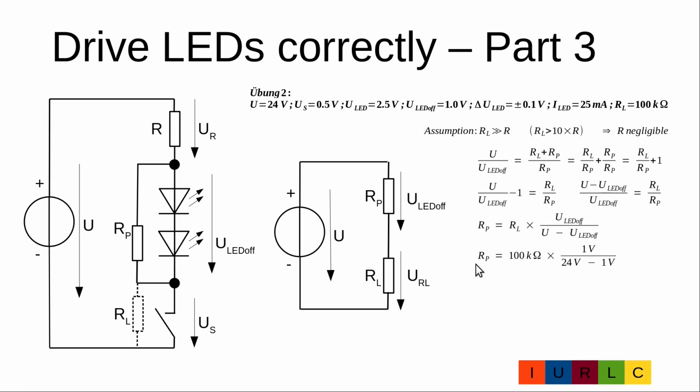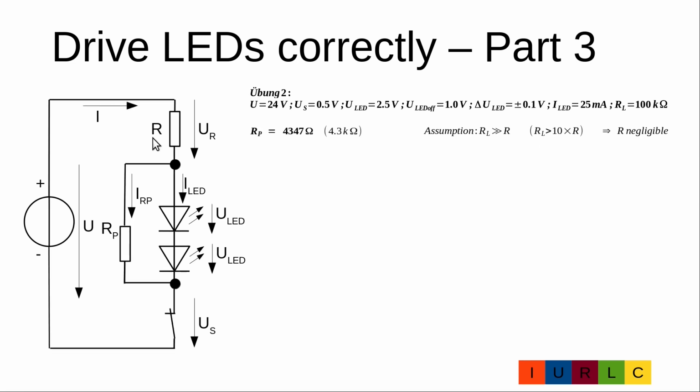With concrete numbers, RP is 100 kilo ohm times 1 volt divided by 24 volt minus 1 volt. RP is 4347 ohm, so we select the standard resistor with 4.3 kilo ohm. The power dissipation in the resistor RP is 2 times ULED to the power of 2 divided by RP, which is 2 times 2.5 volt to the power of 2 divided by 4.3 kilo ohm. The power dissipation in the resistor RP is 5.8 milliwatt.